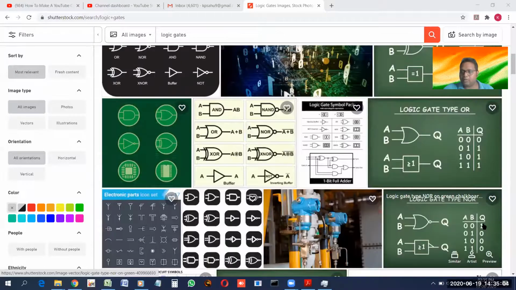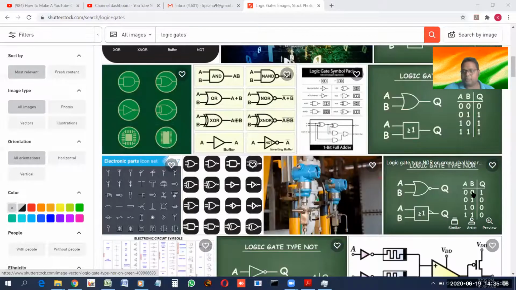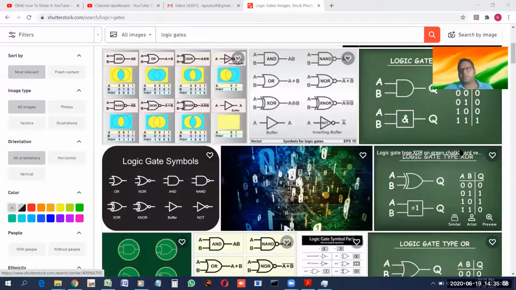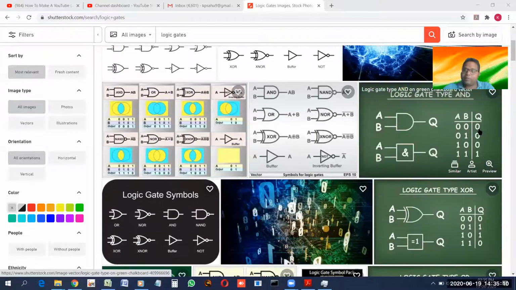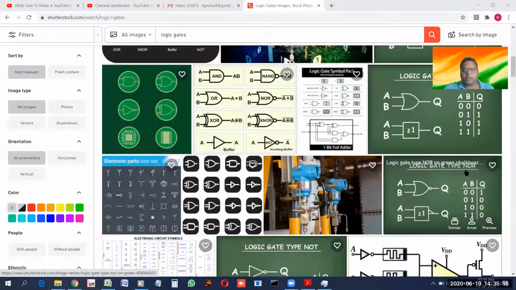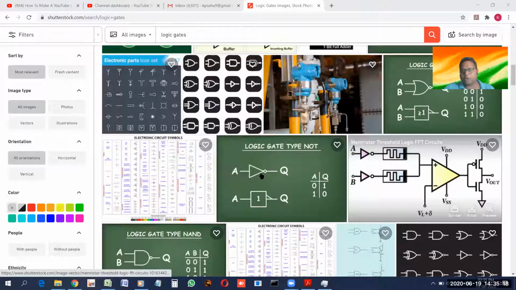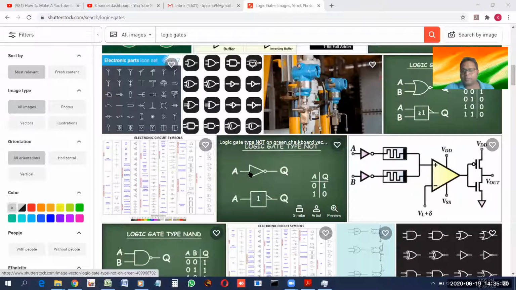Like NAND is also there. NAND means whatever the result of the AND gate will be, NAND will be the reverse of that. Okay, this is NAND. So one NOT gate is there. NOT always contains one input and one output. If input is 0, output will be 1. If input is 1, then output will be 0. See this. So you should watch this again and again and make your point very clear.